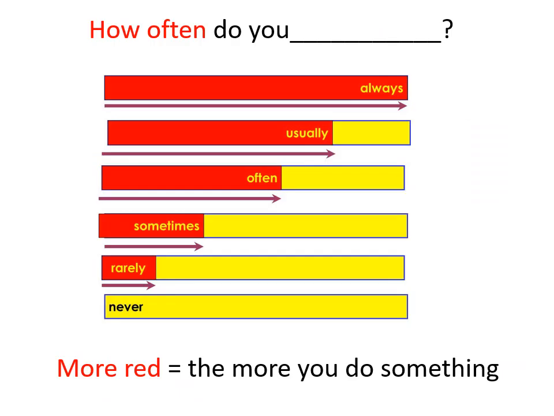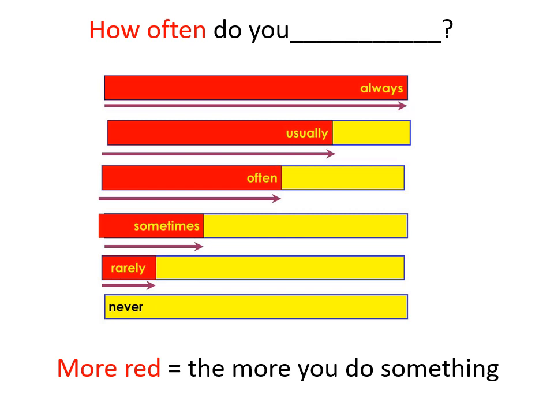So what do we mean by how often words? And what are those words? The words that you see in yellow are those words. So I'm just going to read them to you. At the very top, we have always, and you can repeat after Mr. Jeremy, always. We have usually, we have often, we have sometimes, we have rarely, and we have never.